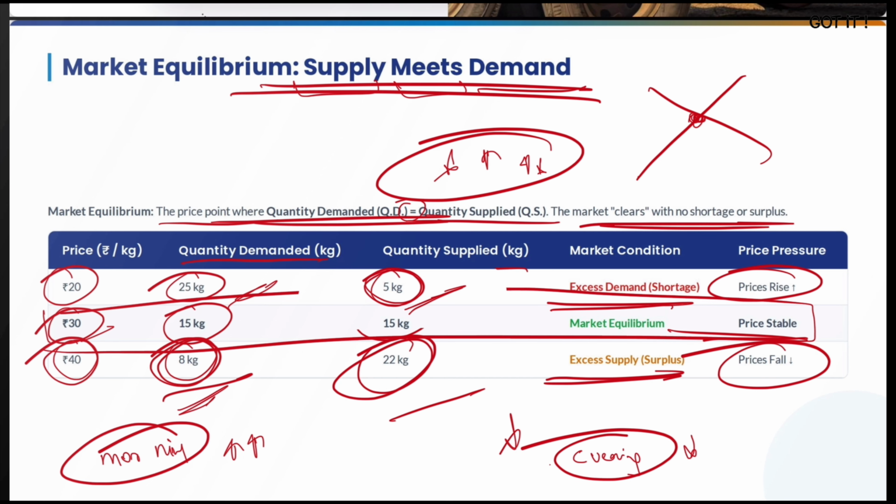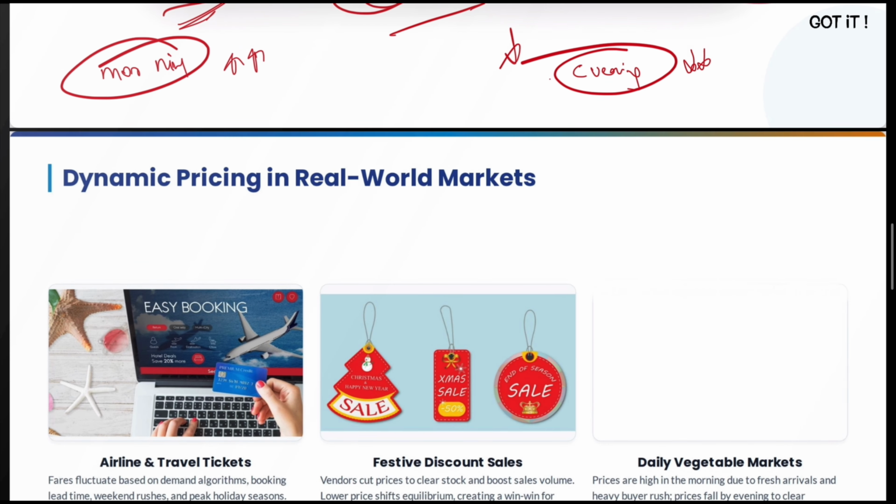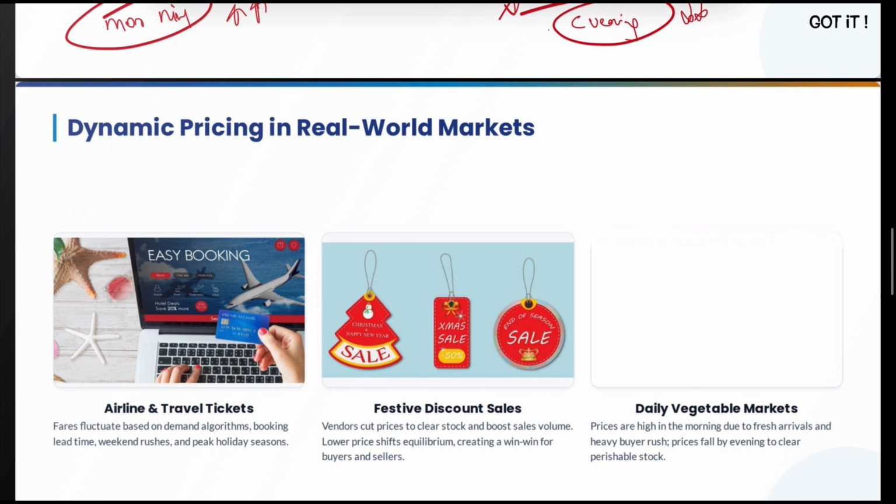So the evening markets will considerably have lower prices for the vegetables. Therefore, the proper market equilibrium will not be present in real life. So there will be dynamic prices in real world markets.